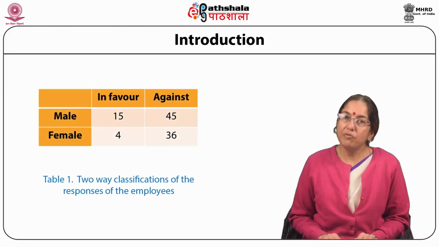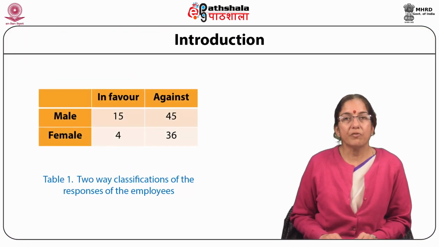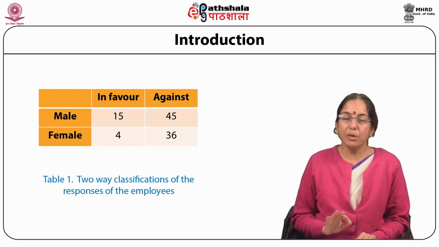First of all, introduction. We will start this introduction with an example. Suppose all 100 employees of a company were asked whether they are in favor of or against paying high salaries to chief executive officers of US companies. The table gives a two-way classification of the responses of these 100 employees. Table 1: Two-way classification of the responses of the employees.